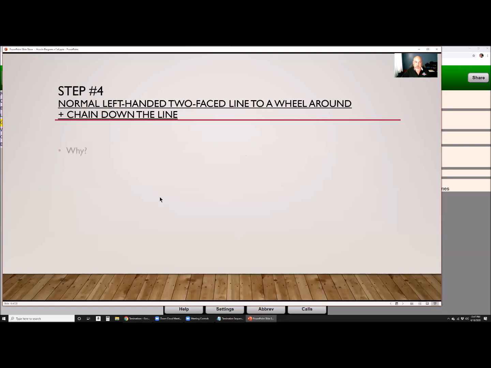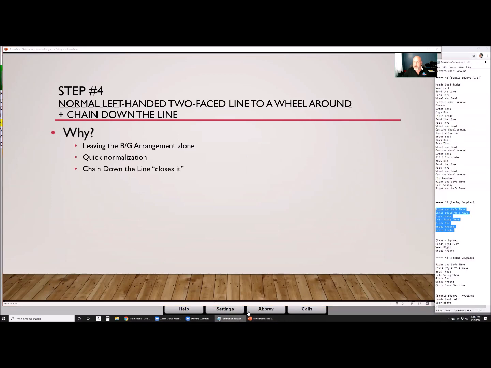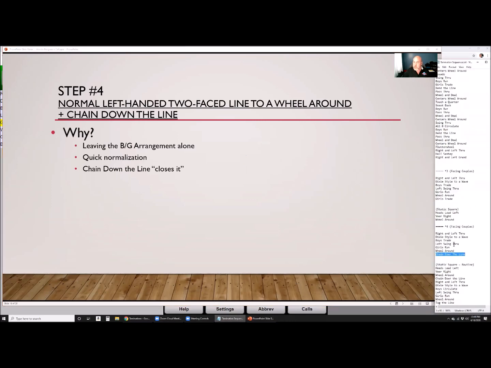So the next step in here is again, I'm going to add a chain down the line. And to me, this is where it starts to become a module, and I'm not physically telling people what to do. It's the same boy-girl arrangement, the same normalization, and to me, the chain down the line closes it. If I'm talking to somebody and I'm like, and the girls connect, and the girls do this, and the girls do that, I'm physically telling them what to do rather than giving them a call that they know how to do and shutting up. Because when I just send it out that way, that's so much more of a win for them, I think.